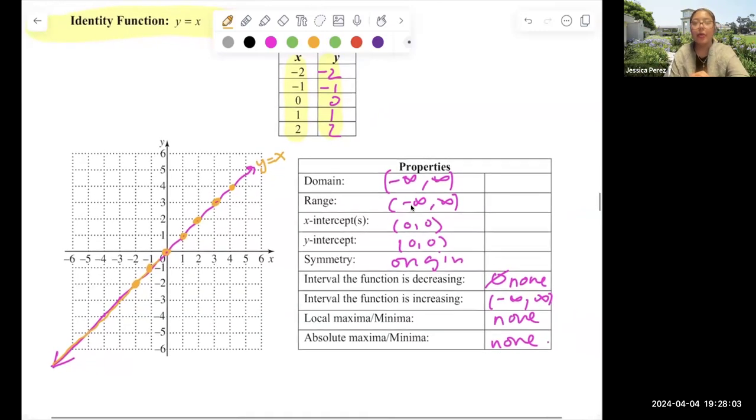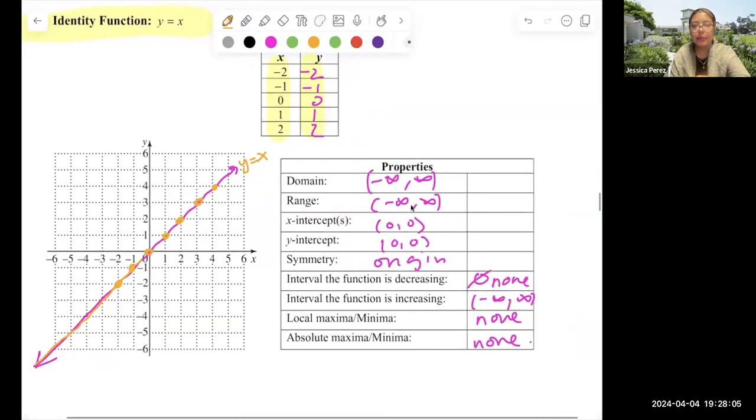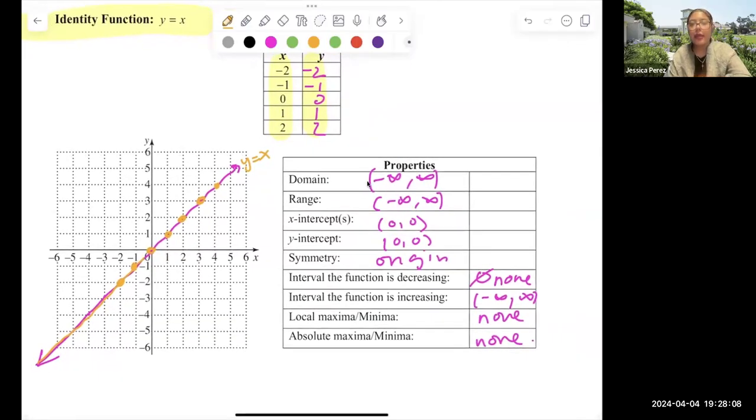And we're going to talk about the properties. What is the domain of this line? It goes from left to right. The domain is from negative infinity to positive infinity. The range is the lowest to the highest point. The lowest point is negative infinity, and the highest point is infinity. What are the x-intercepts? Well, (0, 0). The y-intercept is also (0, 0).